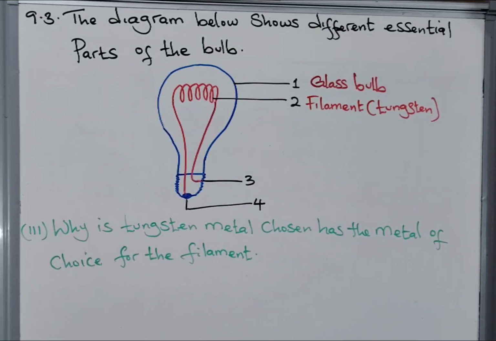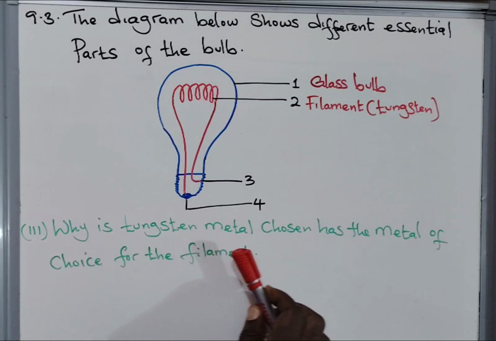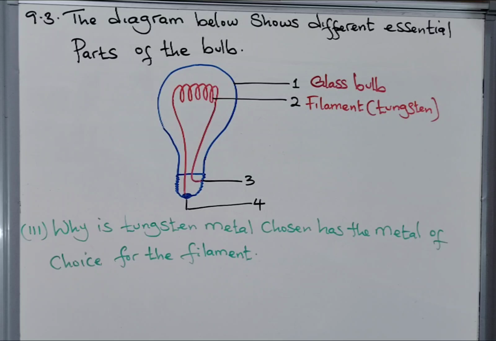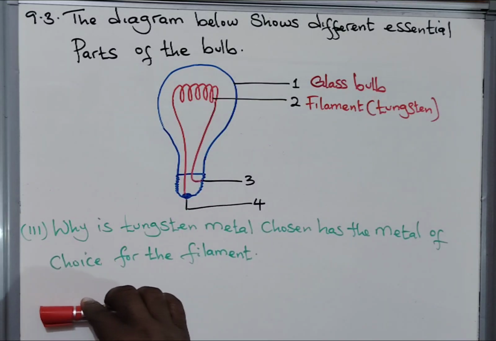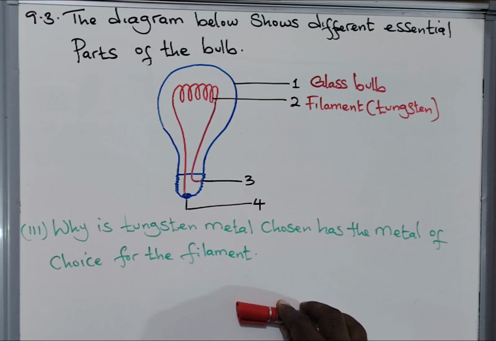Then we come to this question. It says, why is tungsten metal chosen as the metal of choice for the filament? Most of the time tungsten is used as the filament. Why? The answer is that tungsten does not melt easily. It has a very high melting point.